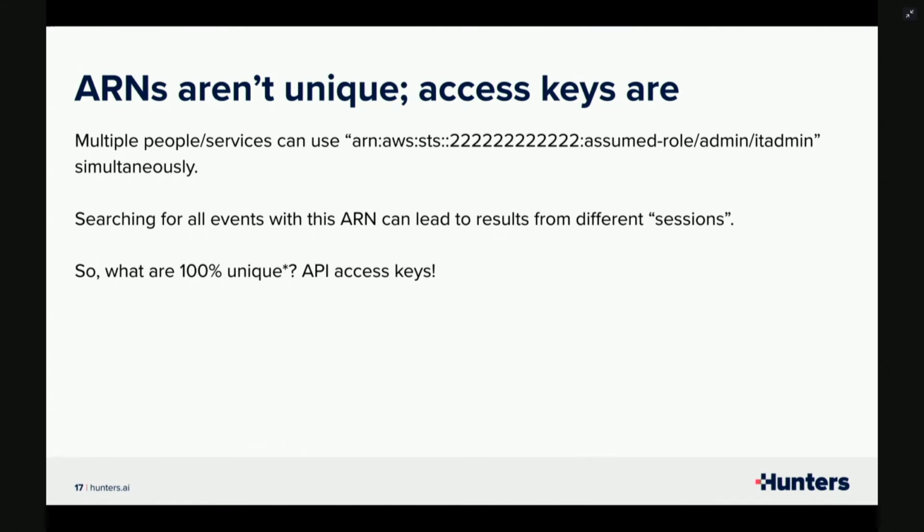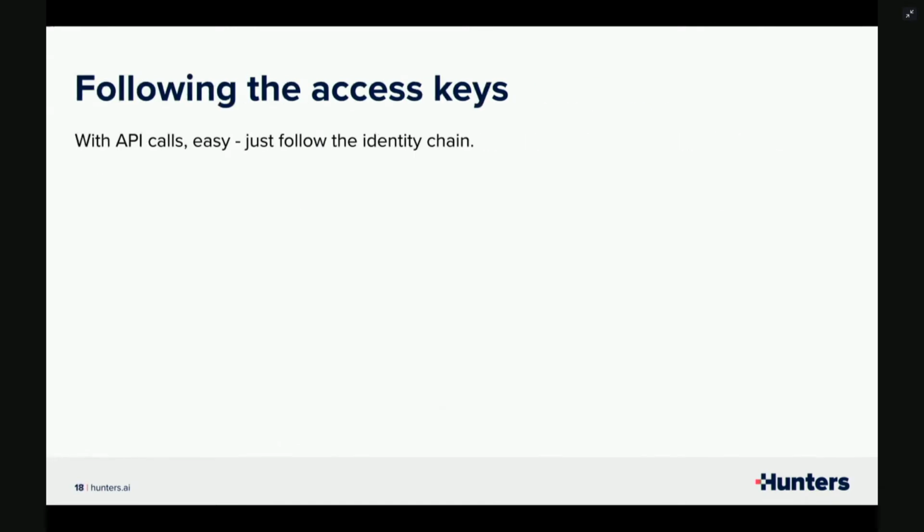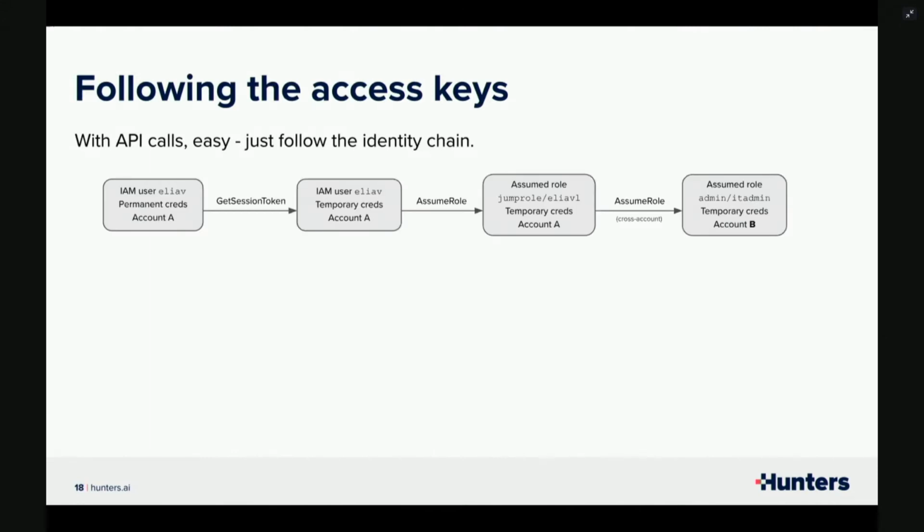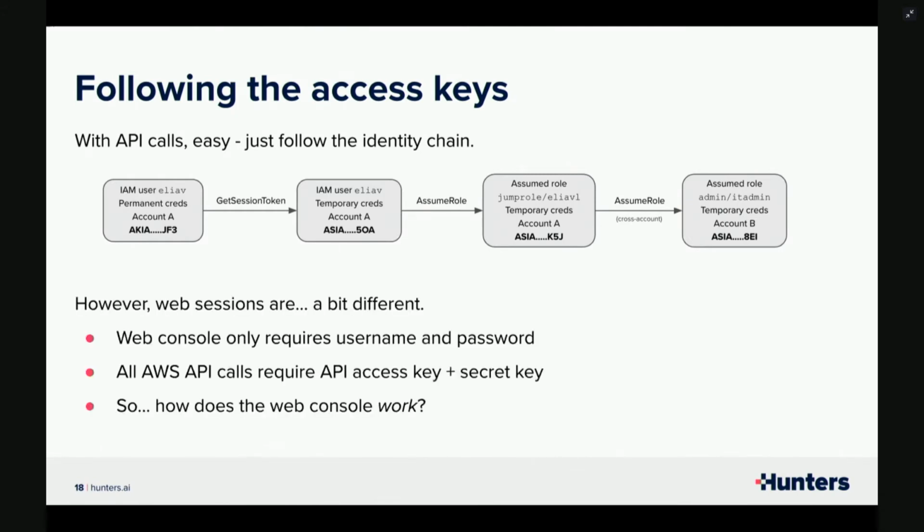So if ARNs aren't unique, what are unique? API access keys. So if it's just regular API calls done with an SDK, it's simple. We just need to follow the identity chain. Each one of these temporary credentials or permanent credentials from the example earlier also has an access key together with it. And all we have to do is take those access keys.